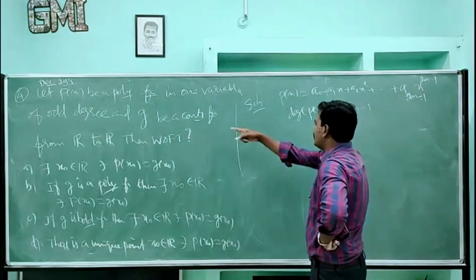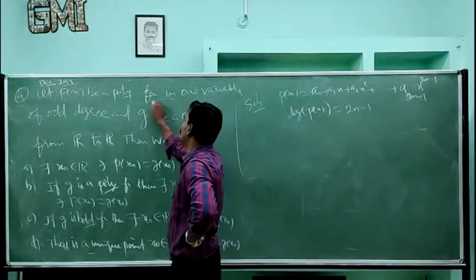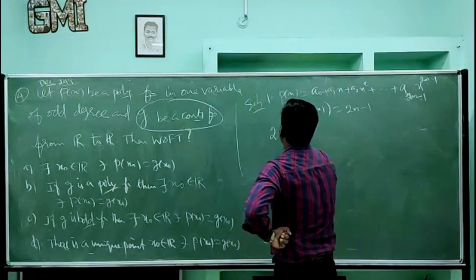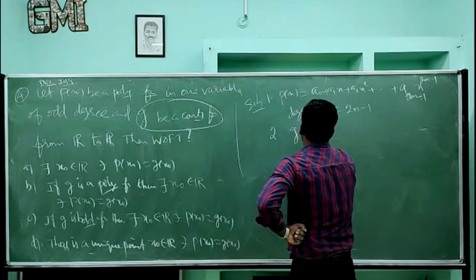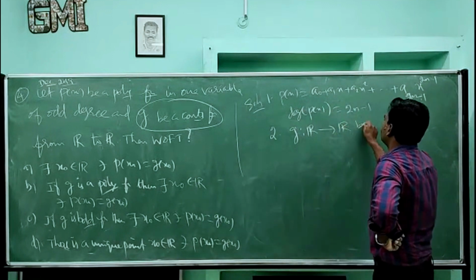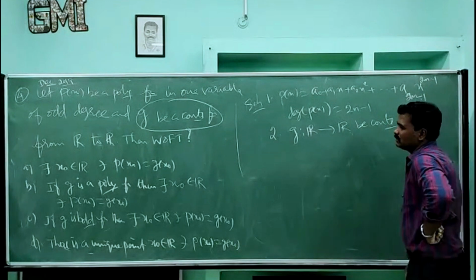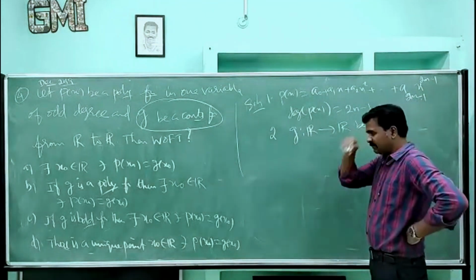Next, given another hypothesis: G is a continuous function. So we have hypothesis 1 and hypothesis 2, with G going from R to R being continuous. Two hypotheses, the general hypotheses, are that P is an odd degree polynomial and G is a continuous function.